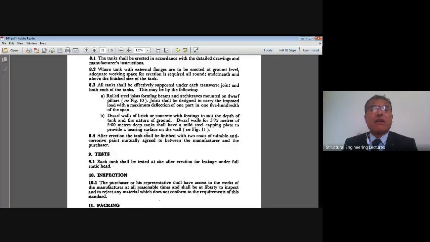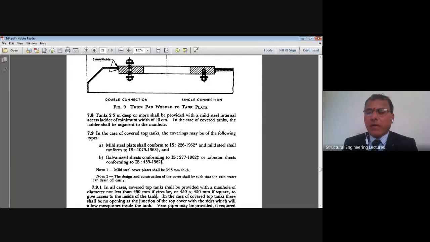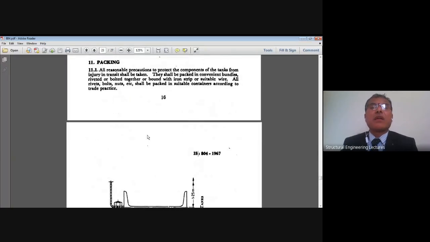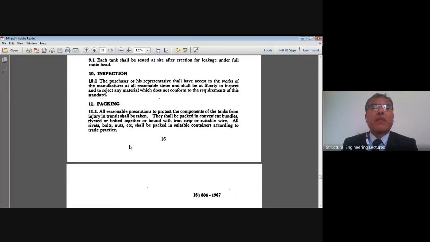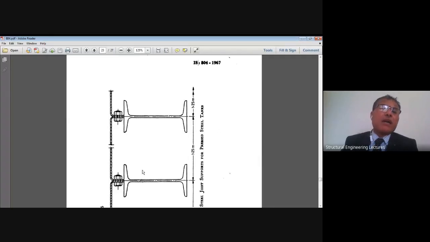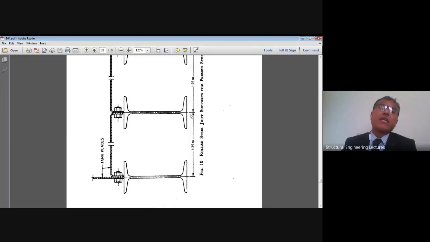Then the erection process is also given, followed by how the inspection should be done. Now let us come back to the packing; how the packing should be done is also demonstrated here. And let us see, this is how the bottom plates are supported on rolled steel joists or beams, ISMB or ISWB as appropriate, rolled steel joists or rolled steel beams, right?